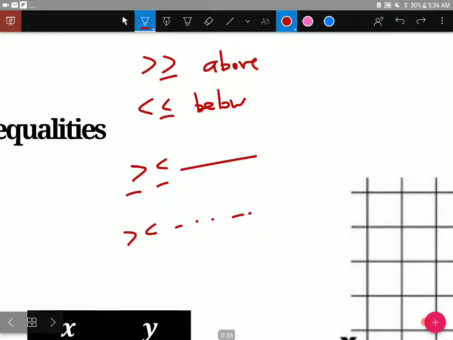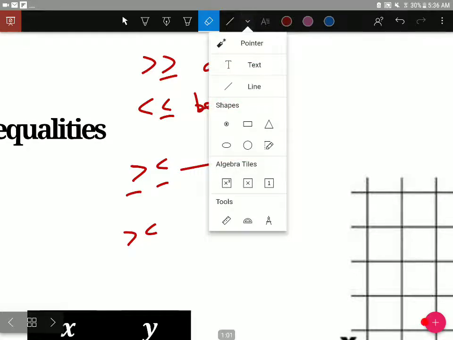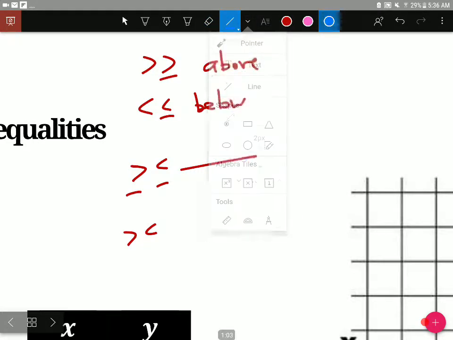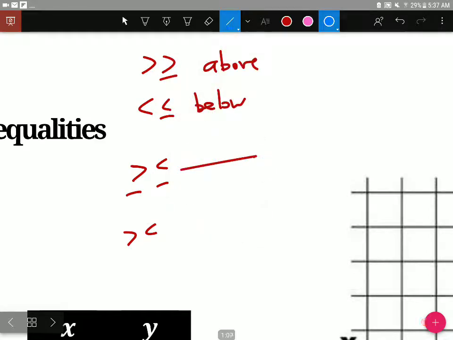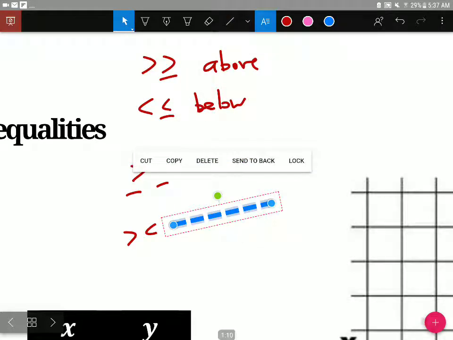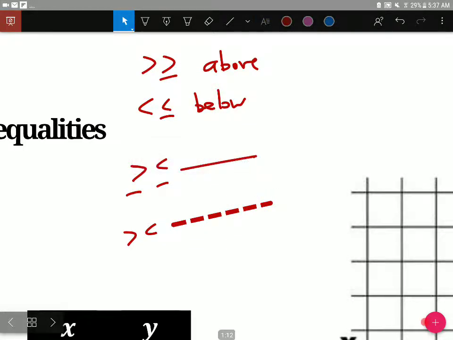But like I said, that's going to get your dotted line, which I can actually make a dotted line, or dashed line, whatever you want to call it. There you go. I'll make it brown. All right, that sort of thing.